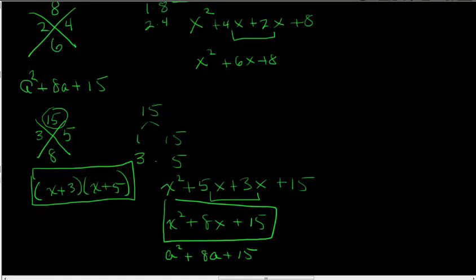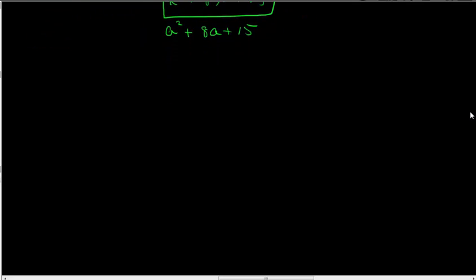Okay, so let's try one more. Hopefully this time we'll keep the variables the same. Suppose we have something like 9 plus 10t plus t squared. As you can see, this one is in reverse order, but because everything is positive, we can just rearrange it and write it as t squared plus 10t plus 9.